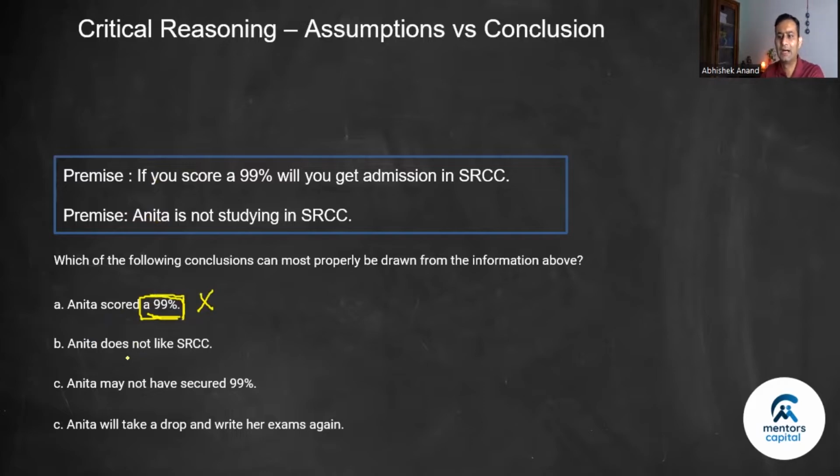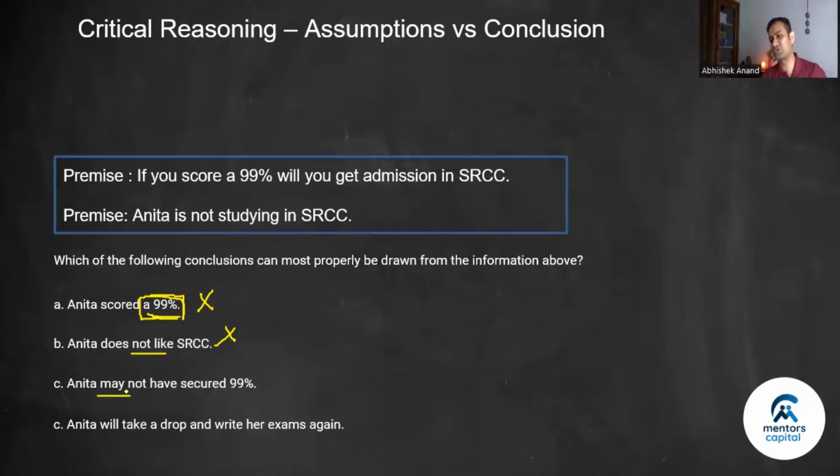Look at this. Anita does not like SRCC. Again, from these two facts, not liking SRCC is the claim. I cannot say anything about this. Look at this. Anita may not have secured 99%. Possible. Why? Because of the word may.